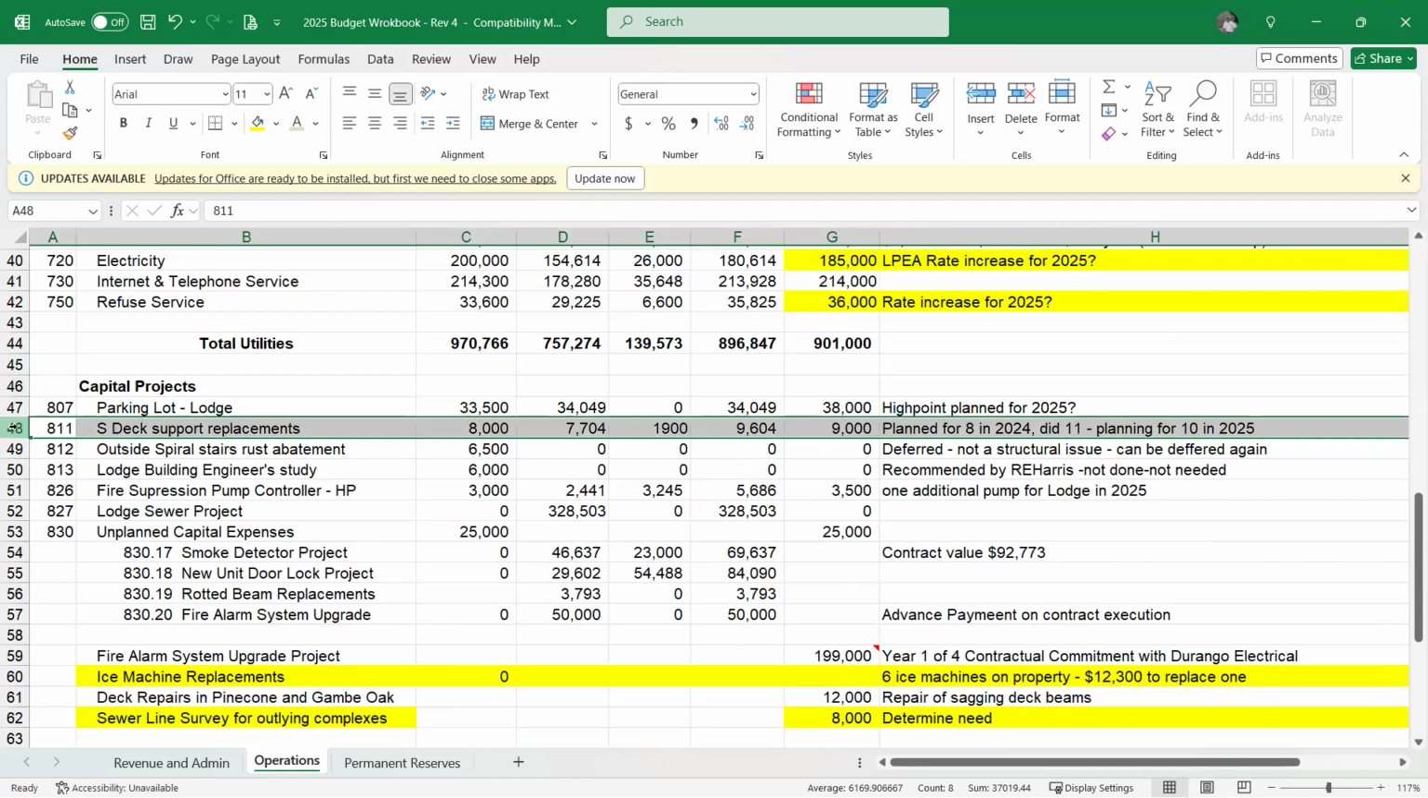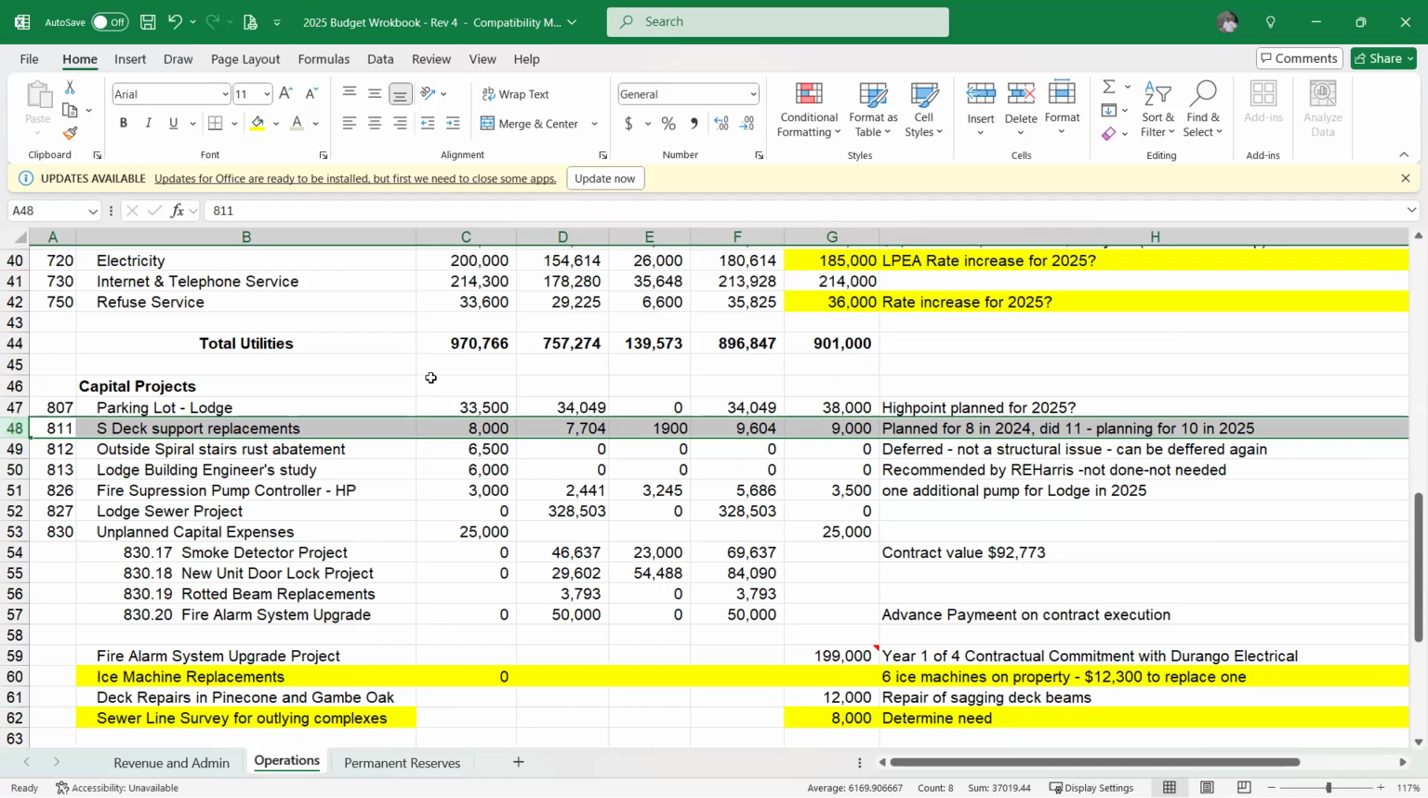All right, S-Deck replacements, support replacements, I'm sorry. We did 11 in 2024. We only planned for 8, and Bobby tells me there's about 10 more in 2025 that need to be done.